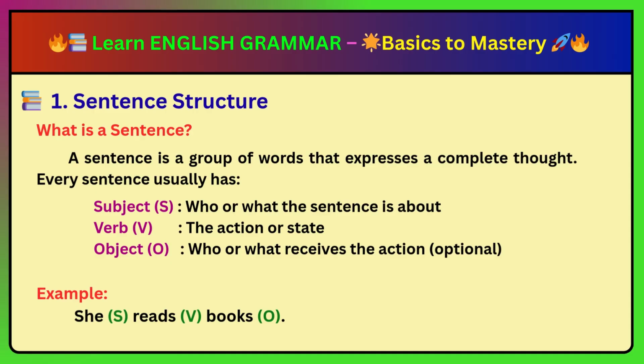Example. She reads books. She is the subject. It tells us who the sentence is about. Reads is the verb. It tells us what she does. Books is the object. It tells us what is being read. Now, let us move on to a short quiz.